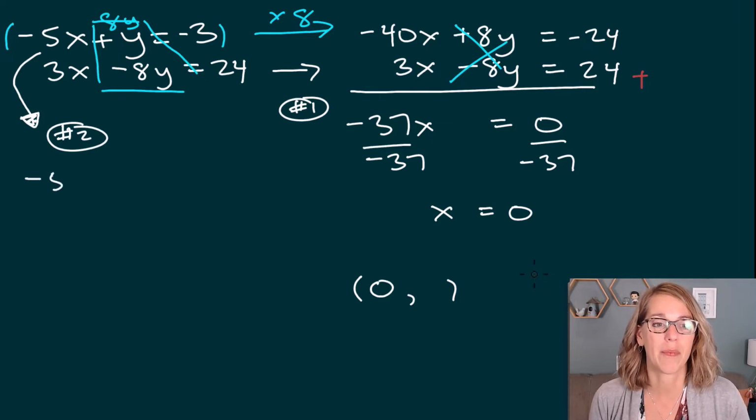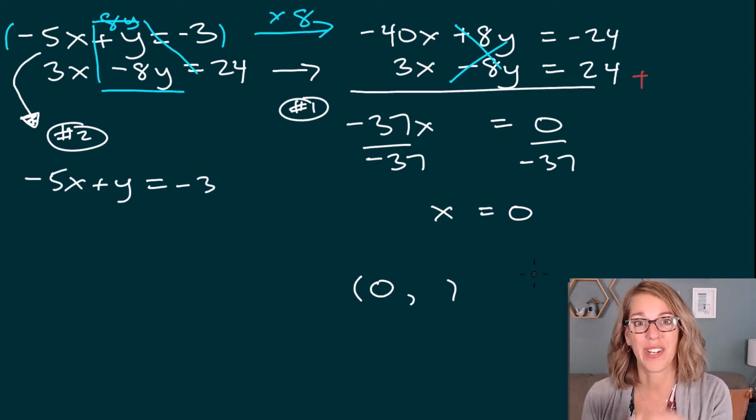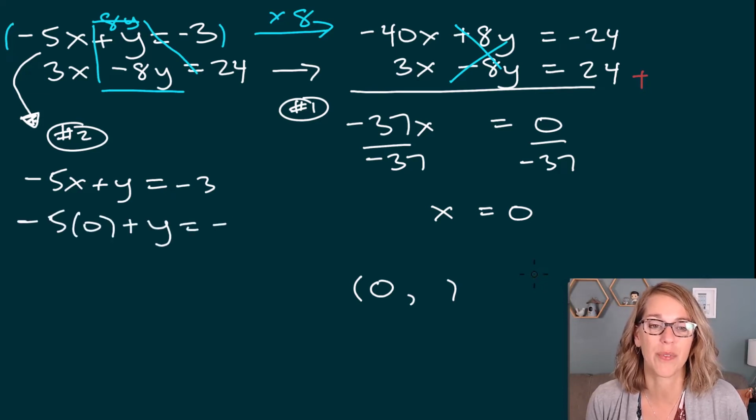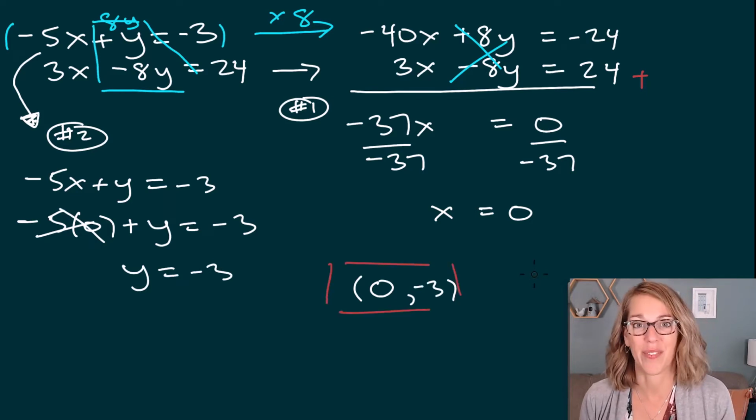I'm going to go ahead and grab that first equation. Doesn't matter which one, but I think the first equation is just a tiny bit simpler when it comes to finding y. Let's see, I've got my x, so -5 times 0, that makes it super nice, plus y is equal to -3. That one goes away, and y is equal to -3, so our solution is 0, -3.